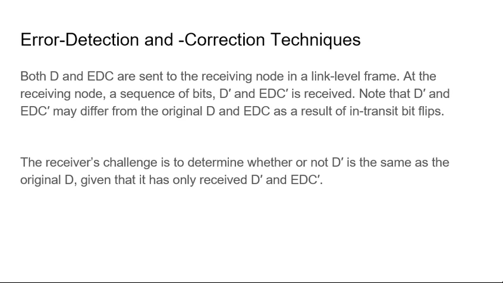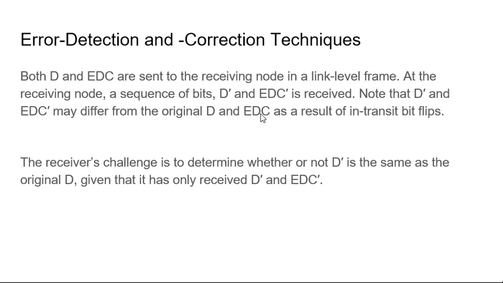Now what we do here is, we have discussed error detection and correction schemes. What happens in this is the sender sends D plus the error detection code, some bits, as well as D, the original data. These two things it will send to the receiver. Now the receiver receives some D dash and EDC dash, and note that D dash and EDC dash can be different from the original data and EDC because there can be error induced while it was transmitting through the channel. Now the receiver's challenge is to determine whether D dash is the same as the original D or not.